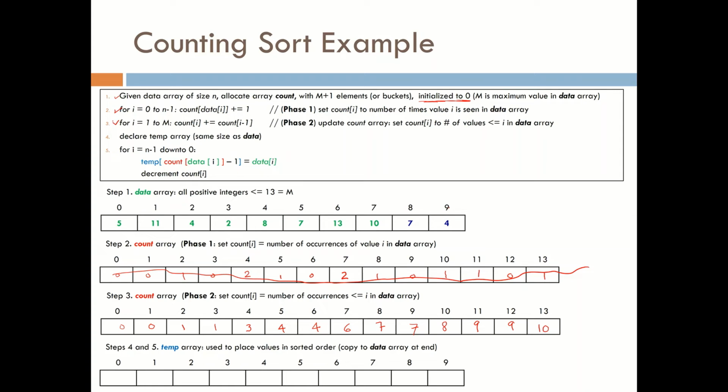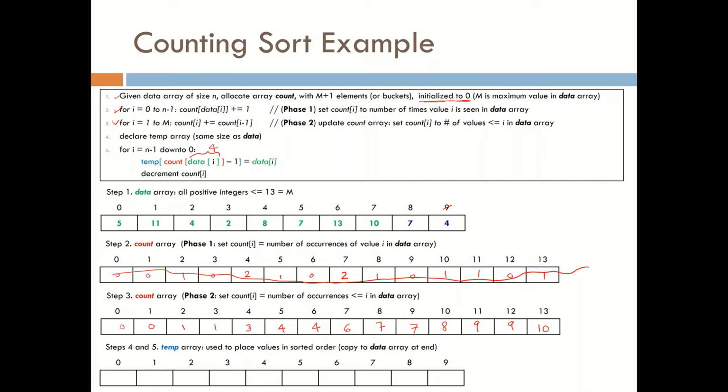When I is 9, data I is 4. So let's put that in here. Data I is 4. Okay, and so I'm going to index count with 4. So you see that the 4 is inside the red brackets, and whatever value is there, I'm going to subtract 1. So I'm going to go to count 4, which is this one.